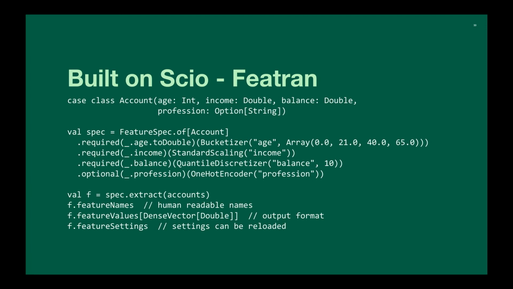Look at this case. We have a case class of user account with a couple of fields, integer, double, and a string, which is a categorical data type. And instead of writing a data pipeline with map, reduce, map, we write a spec, which describes how I want to transform the data. What do I want to do to each one of the fields, age, income. I want to apply standard scaling or quantile discretizer or one-hot encoder. And this code gets translated to a map reduce job, or in this case, a Scio job with a single reduce step.